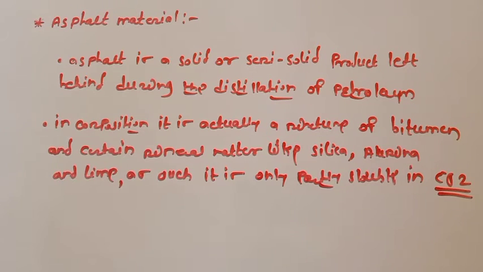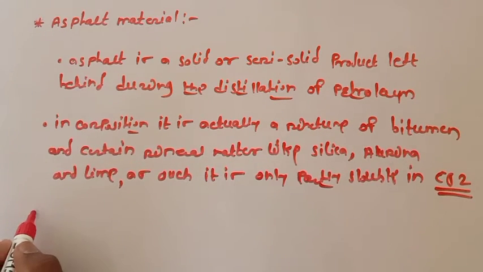Actually, whatever solid or semi-solid product is left behind in the distillation of petroleum is bitumen. And what is asphalt? Asphalt is a composite material made up of bitumen and other subsidiary material. So in composition, it is the mixture of bitumen and certain mineral matters like silica, alumina, and lime. As such, it is only partly soluble in carbon disulfide.